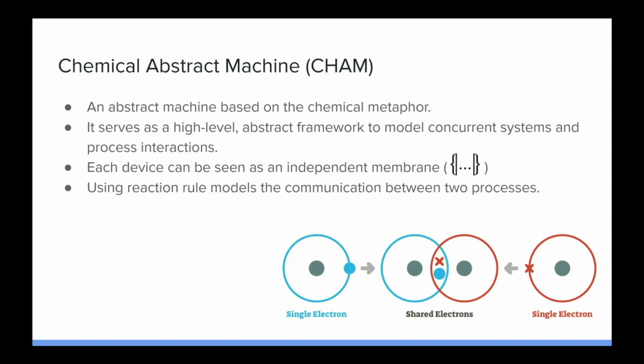The second idea we adopt from CHAM is that they use reaction rules to model the communication between different processes. Sometimes in a chemical reaction, if two atoms or molecules want to react, each of them needs to provide an electron and form a chemical bond, and so those two atoms are reacted. We think this idea is similar to quantum communication, especially entanglement-based communication, because each device needs to provide a qubit to create an entanglement pair so that those two machines are connected and ready for communication. Okay, so this is why we adopt the chemical abstract machine.